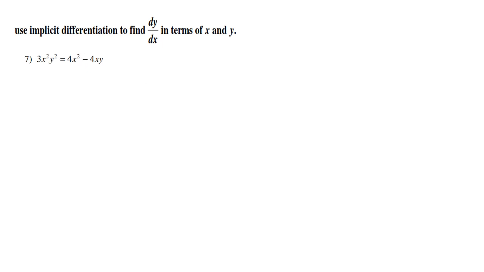So I'm going to start by finding the implicit differentiation of dy by dx for the given equation: 3x squared y squared is equal to 4x squared minus 4xy. Notice that I have two product rules inside this equation. So d by dx for the left hand side, which is 3x squared y squared, is equal to d by dx for the right hand side, which is 4x squared minus 4xy.